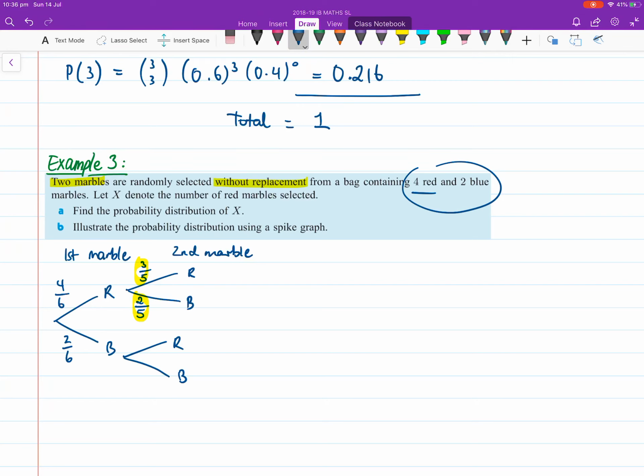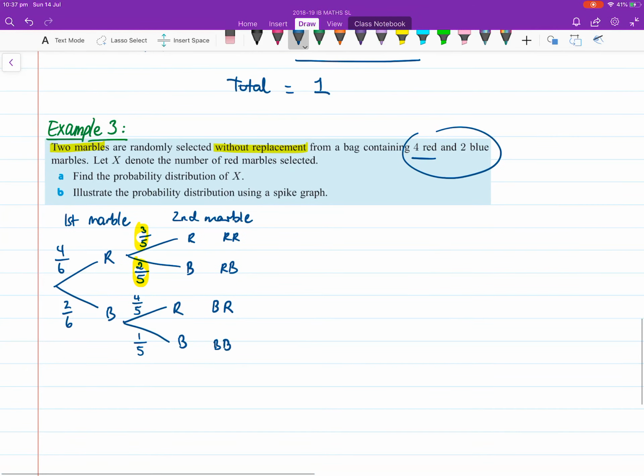So let's just fill in as well down the bottom. So if I pick blue first and then red, there's still 4 reds left out of 5. If I pick a blue the second time, there's still 1 blue left out of 5. And that looks good. That adds up to 5/5, which is 1 whole. So you know you haven't made a mistake. So we could get red, red, red, blue, blue, red, and then blue, blue. Let me just make this clear that this is a B. Okay, all good.